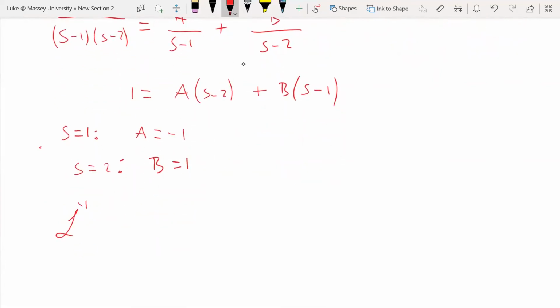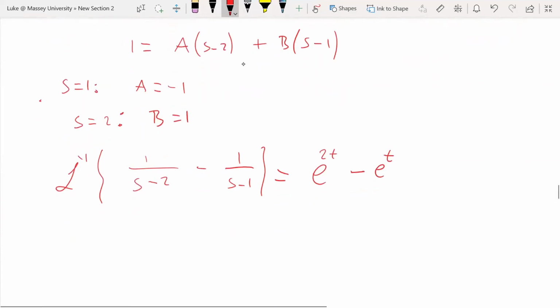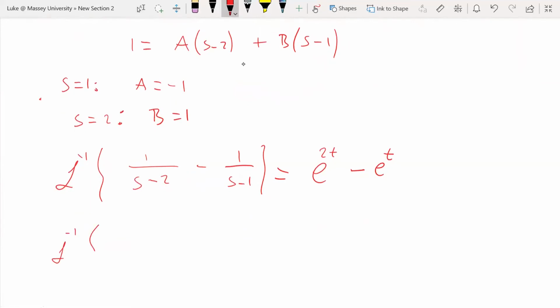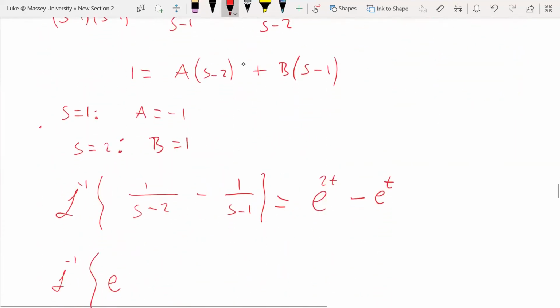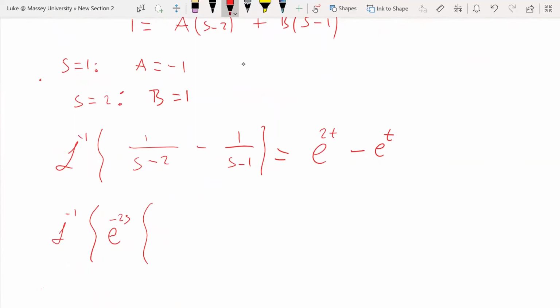So the inverse Laplace transform of 1 over s minus 2 minus 1 over s minus 1. That's easy, right? It's just some exponentials. So we're just going to have e to the 2t minus e to the t. But actually, I didn't want the inverse Laplace transform of that. I wanted the inverse Laplace transform of the e to the, was it minus 2s, times that: 1 over s minus 2 minus 1 over s minus 1.